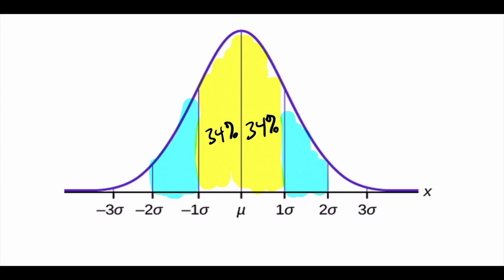What do we know about the blue? What do you know about the yellow? Makes up 68%. And what else do we know about the yellow? They're symmetrical, so they are the same size. Okay? What do we know about the blue? They got to be the same because it's symmetrical. So what size are each of them? 13.5%. Yep, 13.5%.